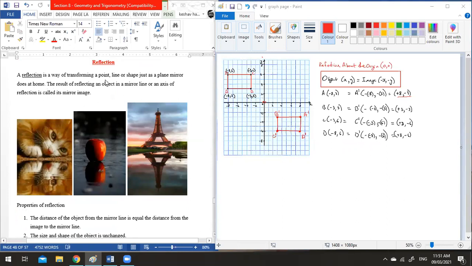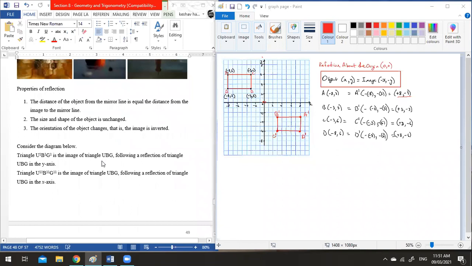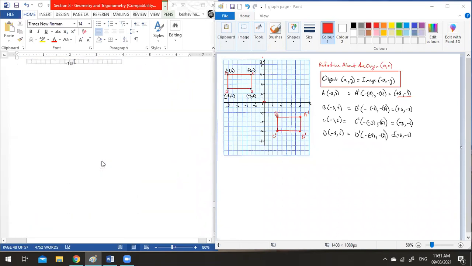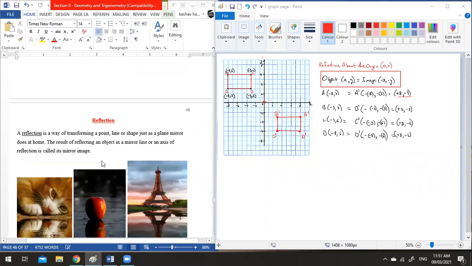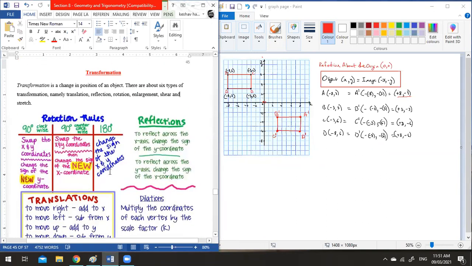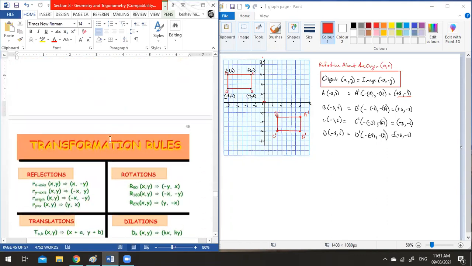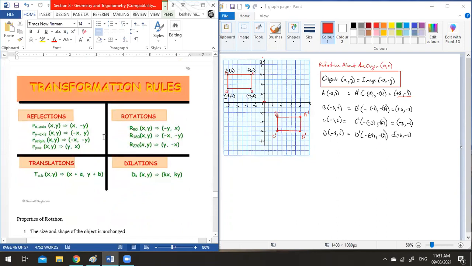A reflection is a way of transforming a point, line, shape, just as on a plane mirror. Right? Properties of reflection: the distance from the object to the mirror line is equal. The size and the shape remain unchanged. The orientation of the object changes, meaning that it will change direction, right? And then it has the different parts, but I give you the rules here already in this diagram. Or if you want, you could use this one, right? But this diagram here, the transformation rules, is the best one you could use.